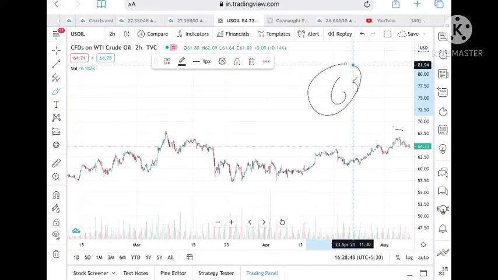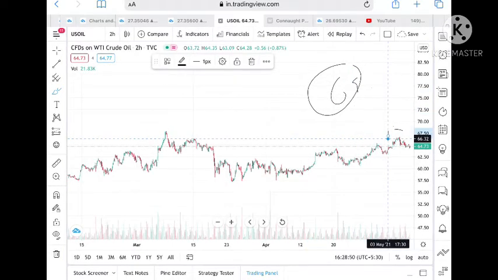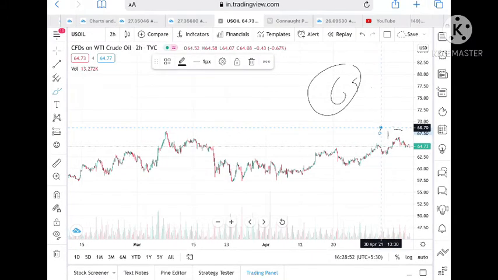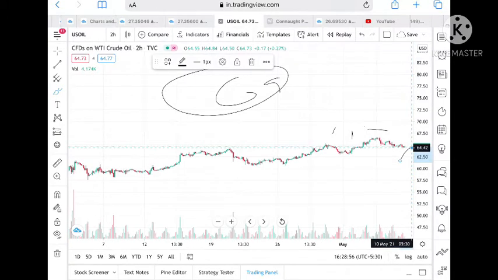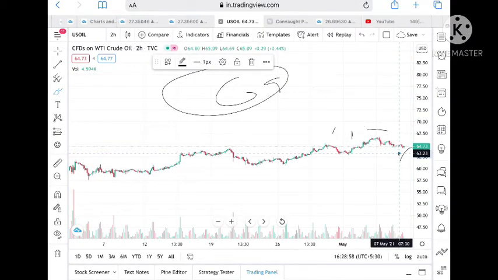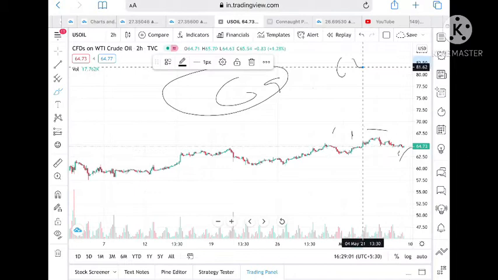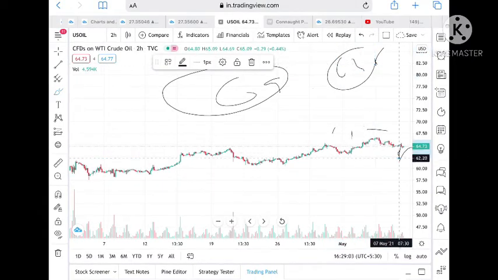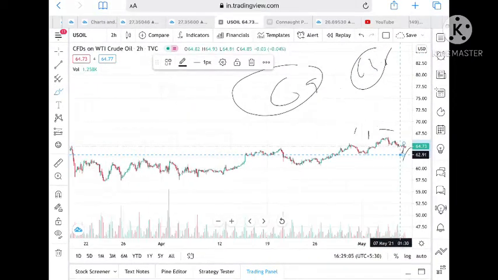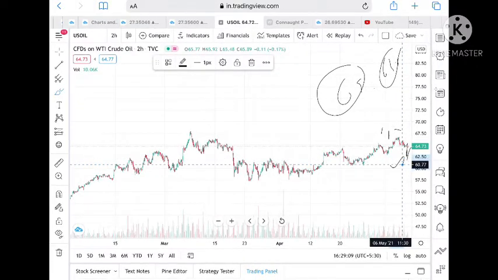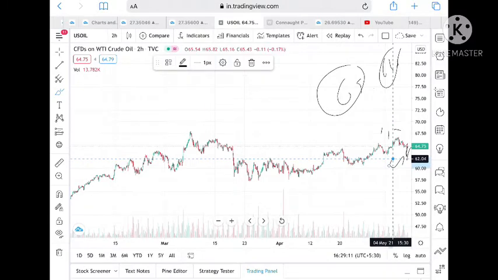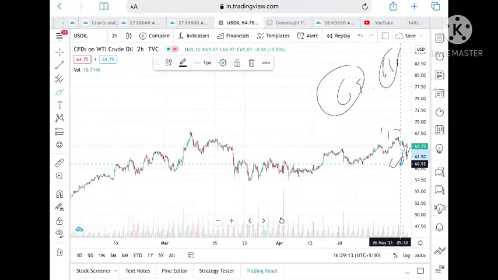If the price of crude goes below 64.42, then definitely we can see that it can touch a level of 63.86, and if it stays below that level, then it can touch a level of 62.91, and if it goes below that level, then it can touch a level of 62.04, and from there it can touch a level of 60.93.